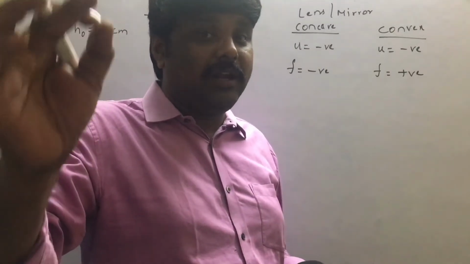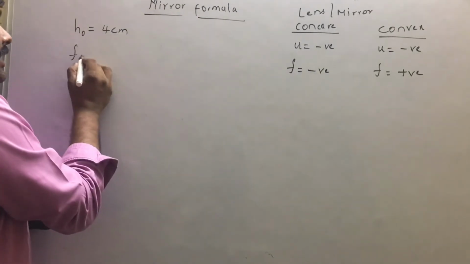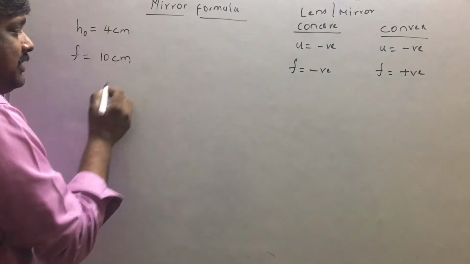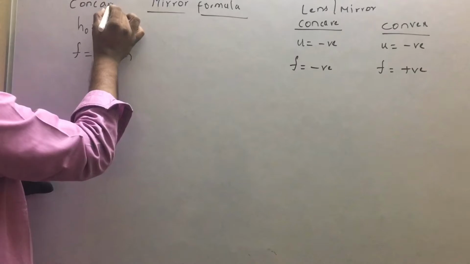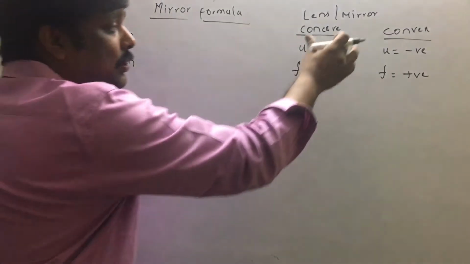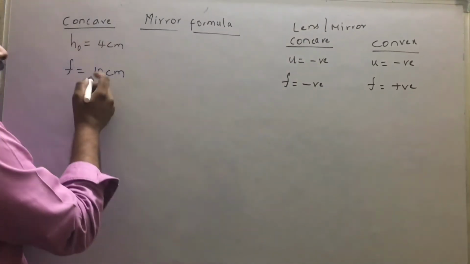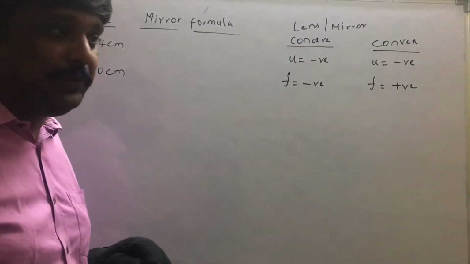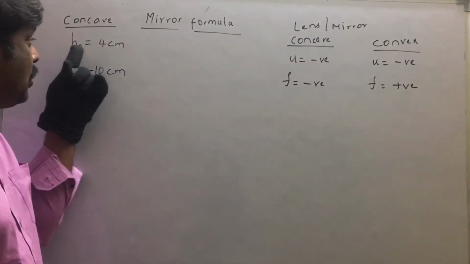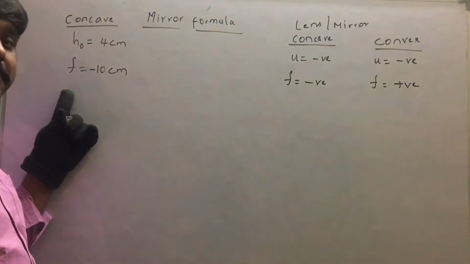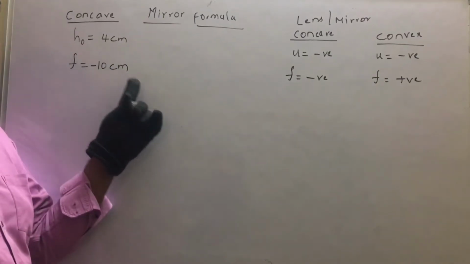We are given a concave mirror whose focal length, let us say, is 10 centimeters. Now, it is given as concave, so the focal length, as we already wrote in the sign conventions, of a concave mirror or lens is always taken as negative. Now an object of size 4 centimeters, that is h naught equals 4 centimeters, is kept in front of a concave mirror of focal length 10 centimeters, f equals minus 10.